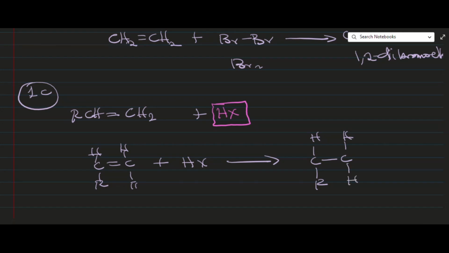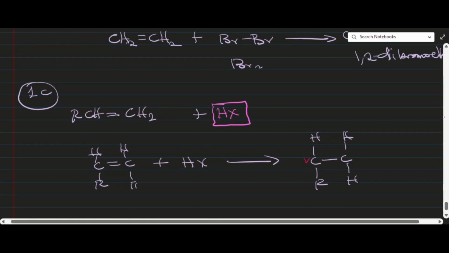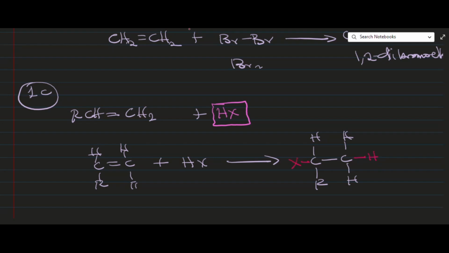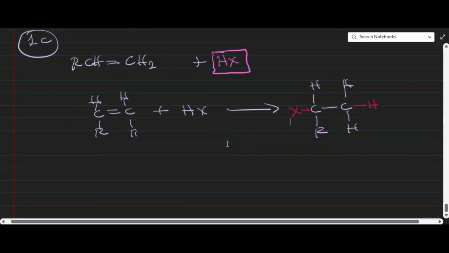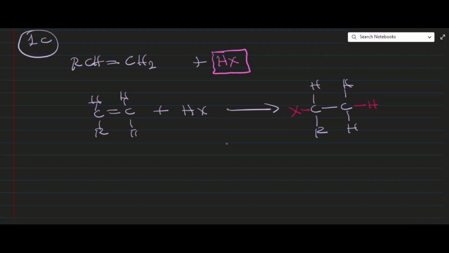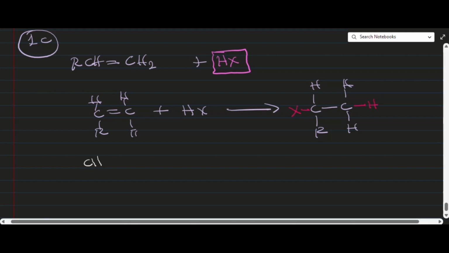The new hydrogen that is coming, where will it go? Will it go to this carbon or this carbon? Of course, it will go to the other carbon, not this carbon, because the other carbon has two hydrogen atoms. This one has only one hydrogen atom. So the incoming hydrogen will be here, and then the incoming halogen will come to the one that has only one hydrogen atom. That is Markovnikov rule.